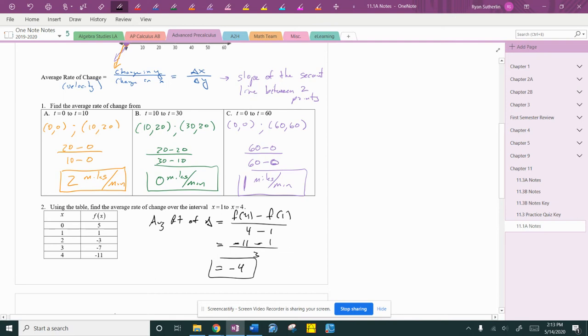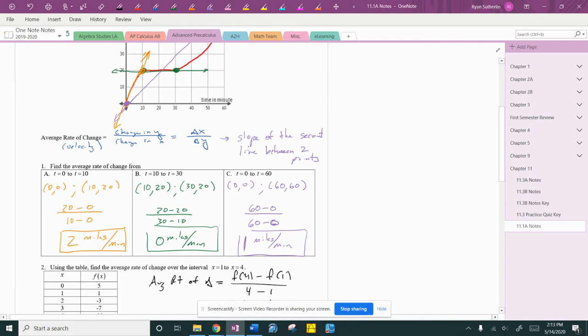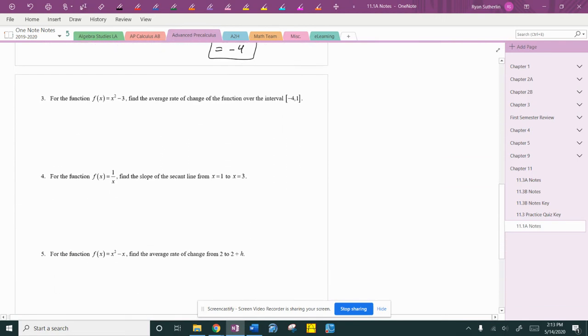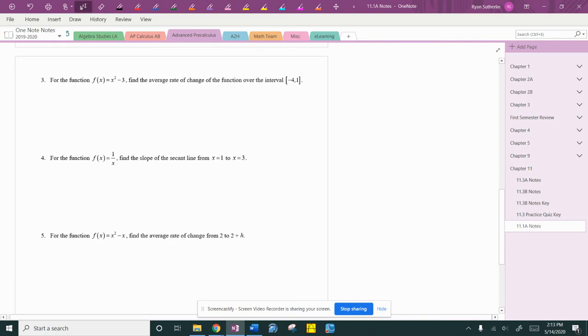So my average rate of change from 1 to 4 is -4. First we saw it from a graph. Now we've looked at it in a table. Now the third way we're going to do it is look at a function. So number 3, for the function f of x equals x squared minus 3, find the average rate of change over the interval -1 to 4.